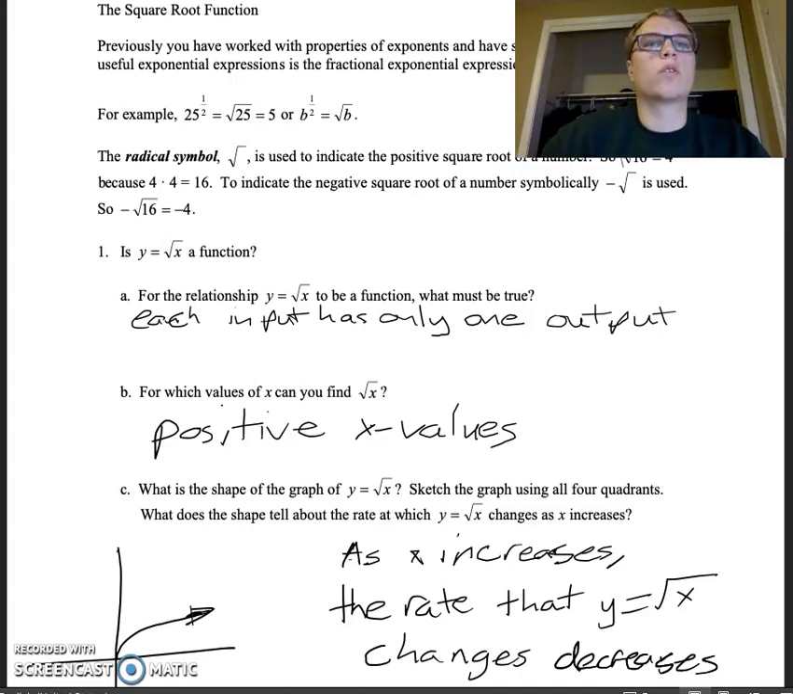Looking at A, for the relationship y equals square root to be a function, what must be true? Pretty much the same thing for anything to be a function: each input has to have only one output. You can't have x be 2 and have two different y values. Looking at a graph, that would fail the vertical line test. So just like any other function, y equals the square root of x can only have one output.